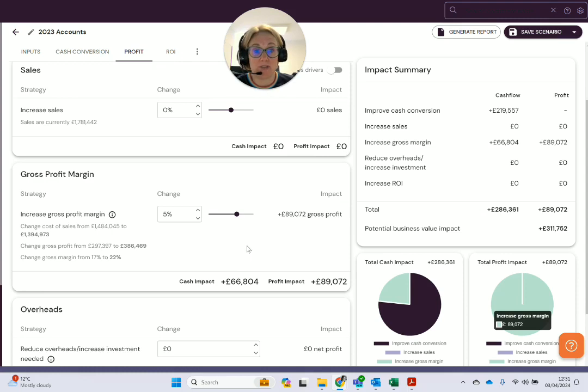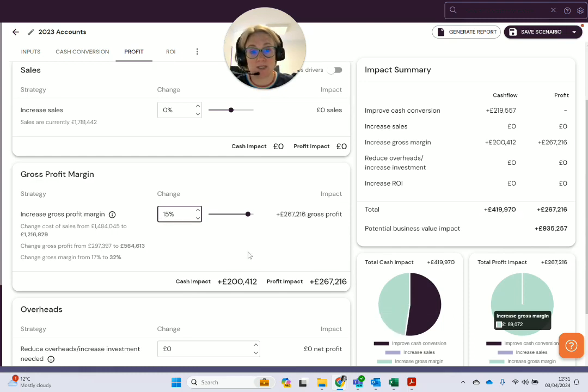So taking those three strategies, so that's invoicing customers quicker, paying suppliers slower, and increasing the profit margin by 5%, that has an impact of an extra £286,000 in the bank account, an extra £89,000 in profit. Now, if they look to increase the gross margin to the same as the previous year, it would actually put an extra £419,000 in the bank account, an extra £267,000 in the profit, and would have a potential business value impact of £935,000.